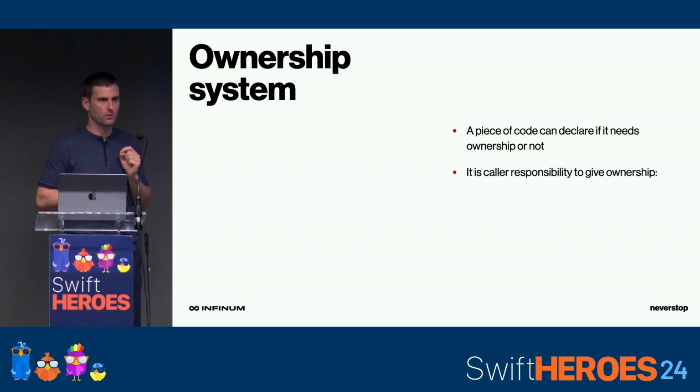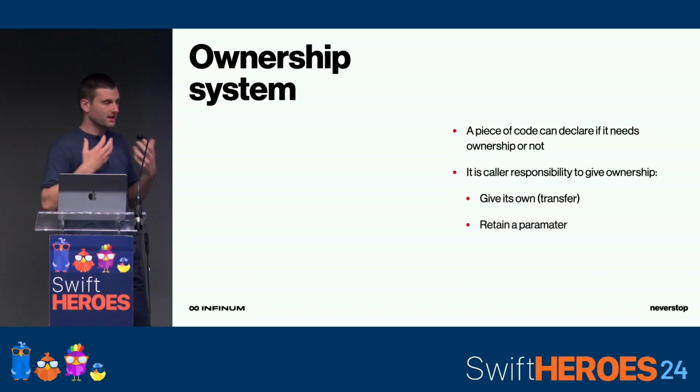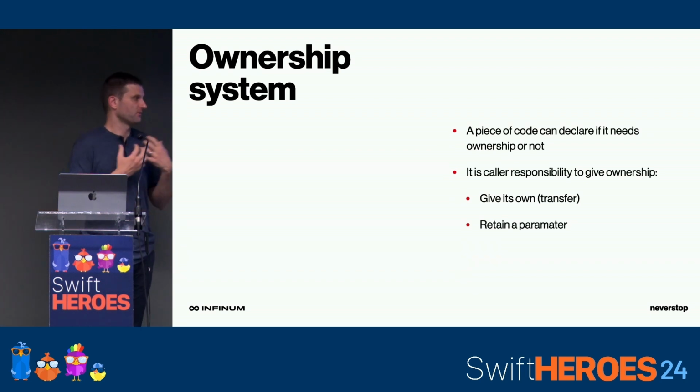And this can happen in two ways. One way is to give it its own ownership, which is called the transfer of ownership, or it can retain a parameter and pass it to this piece of code while still keeping its own ownership if it needs it.